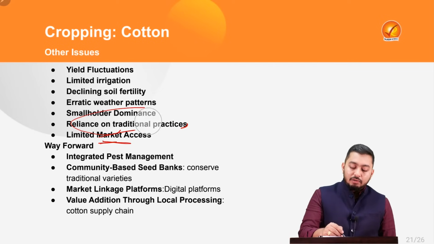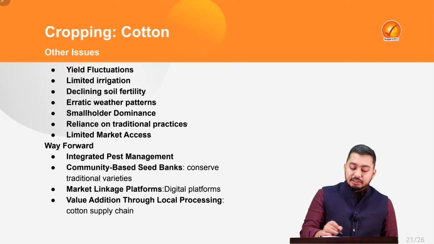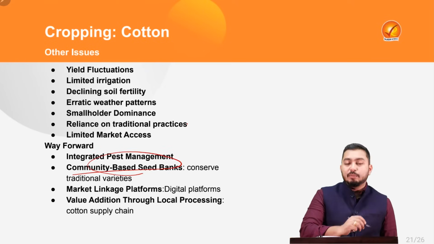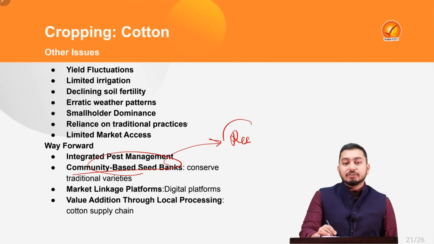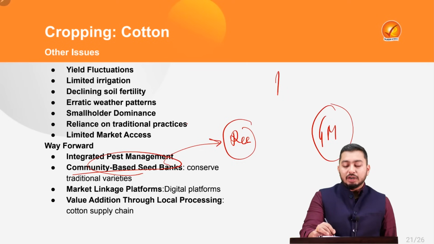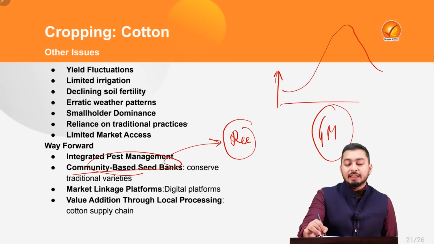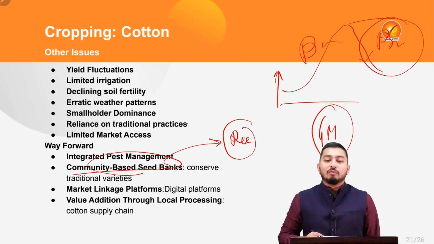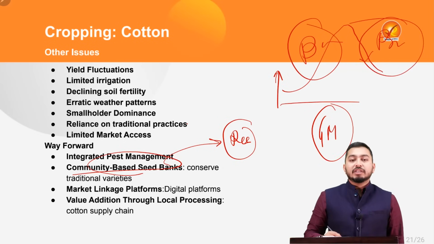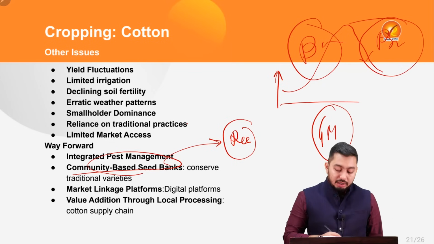Now, what is the way forward? You have to move towards localized seed banks, where you also need to rejuvenate your resilient varieties. Why? Because with GM, what happened is that you had a boom and then there was a bust. So a boom and bust cycle. The bust cycle was caused by the pink bollworm, and the boom cycle was with GM cotton or BT cotton.